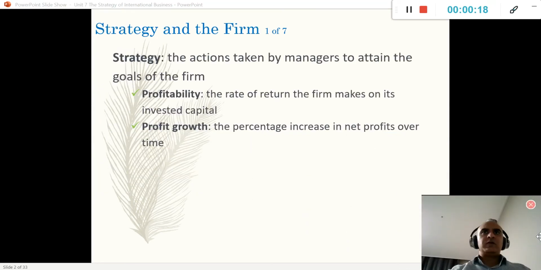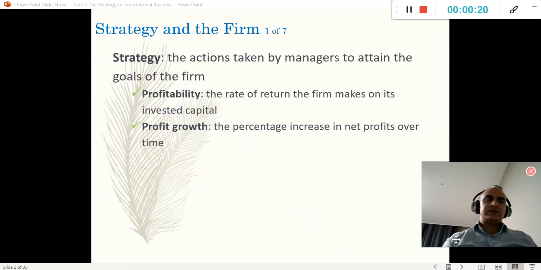So first of all, we're going to talk about strategy. The strategy is this compilation of plans that companies lay out in order to achieve a certain goal. Of course, a certain goal is always profitability and profit growth and in general growth. So, there's a set of actions that they will put together in order to reach those goals.